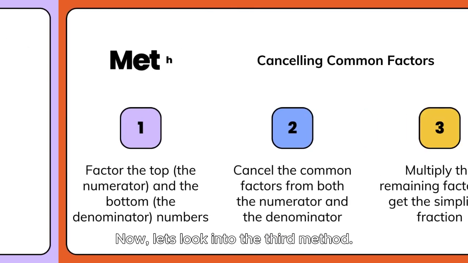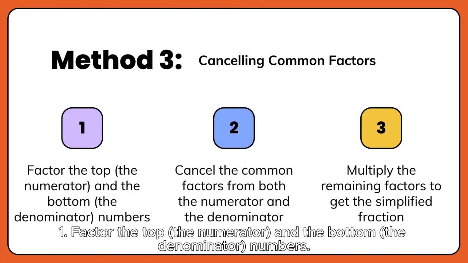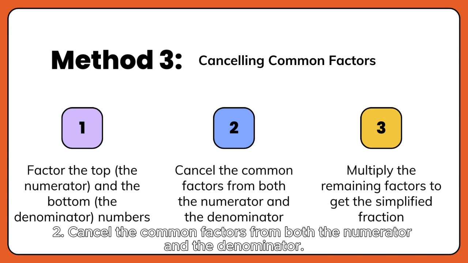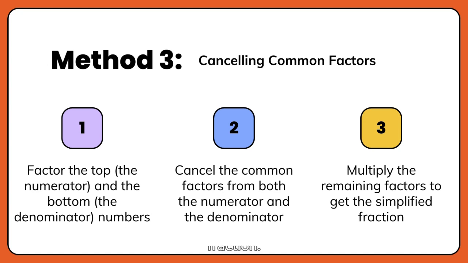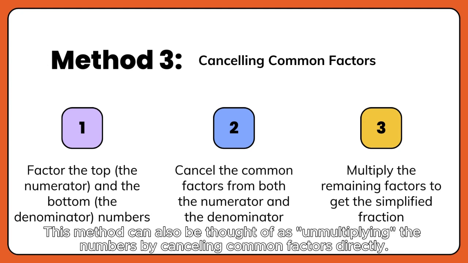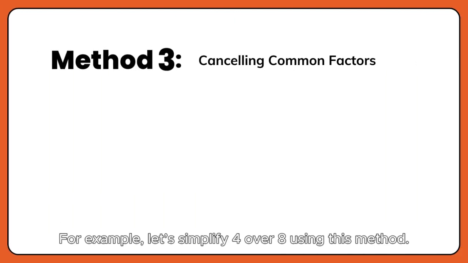Now let's look into the third method. Method 3, canceling common factors. 1. Factor the top, the numerator, and the bottom, the denominator numbers. 2. Cancel the common factors from both the numerator and the denominator. 3. Multiply the remaining factors to get the simplified fraction. This method can also be thought of as dividing the numbers by canceling common factors directly. For small numbers, this can be straightforward, but for larger numbers, you may need to use prime factorization to find all the factors. For example, let's simplify 4 over 8 using this method.